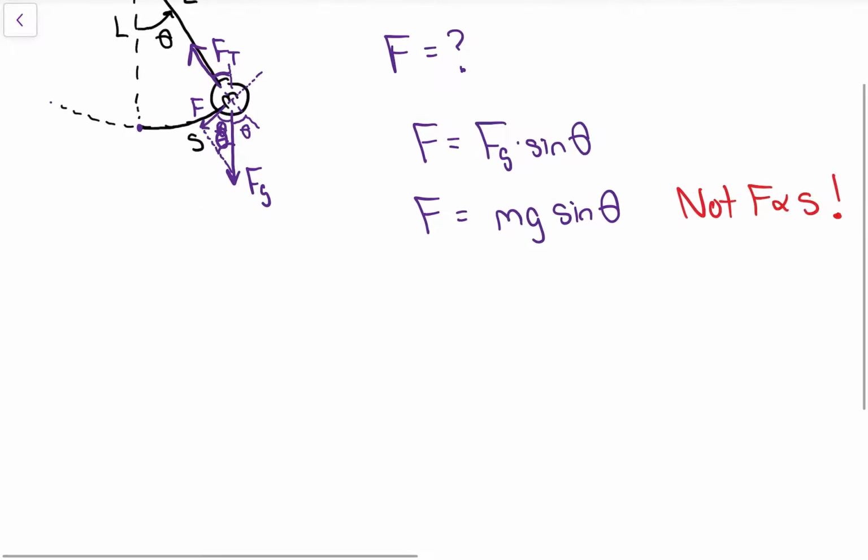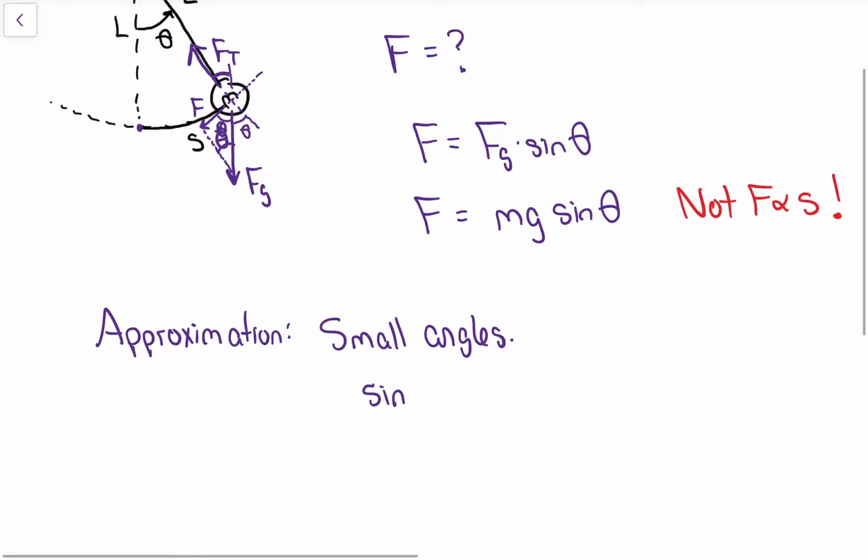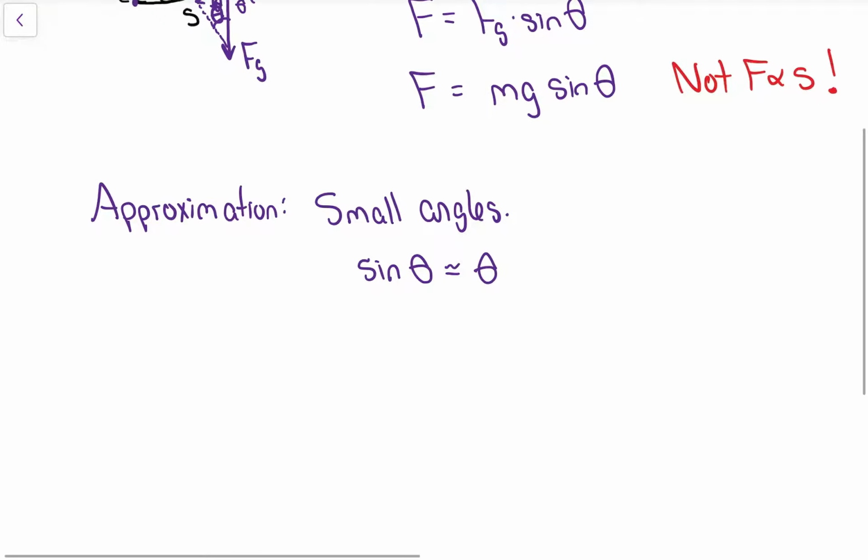To get out of this, we're going to have to do an approximation. So, math trickery. A pendulum is not simple harmonic motion unless we consider a special case. If we look at a pendulum swinging through small angles, then I can go a little bit farther. There's a small angle approximation that says sine theta, if the angle is small, is basically the same as theta.